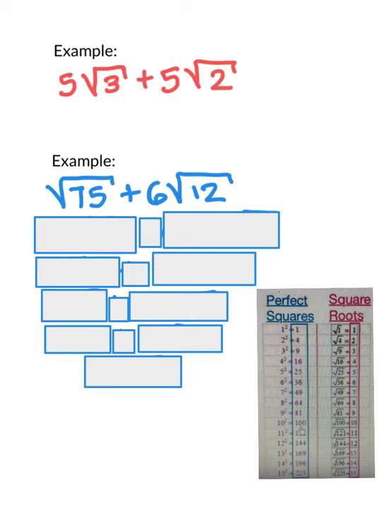The next example, we have the square root of 75 plus 6 square roots of 12. So before we try to go ahead and add these together, we're going to look at the numbers underneath the square root sign. Is this simplified as much as possible? And the answer is no.